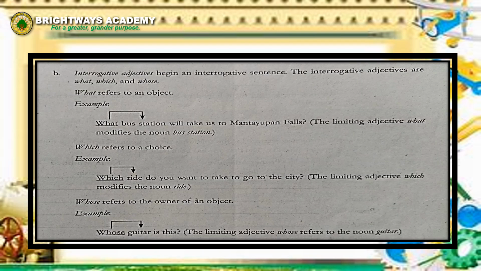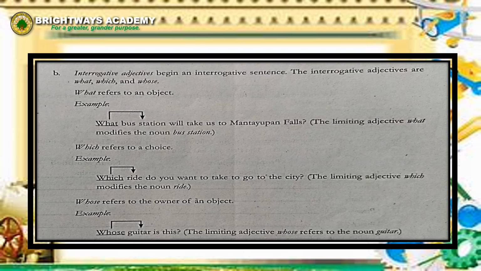Okay. Interrogative adjectives begin an interrogative sentence. The interrogative adjectives are what, which, and whose. So, ito yung mga interrogative adjectives that we can use. Example, what bus station will take us to Mantayupan Falls? Okay. The limiting adjective what modifies the noun bus station.